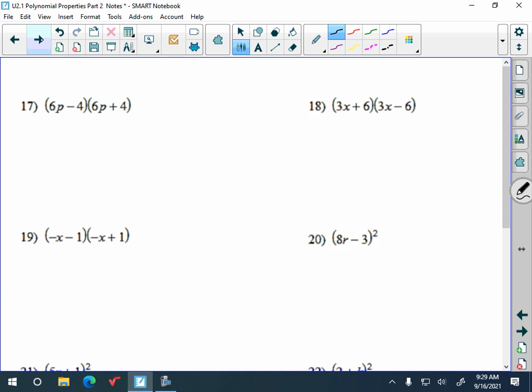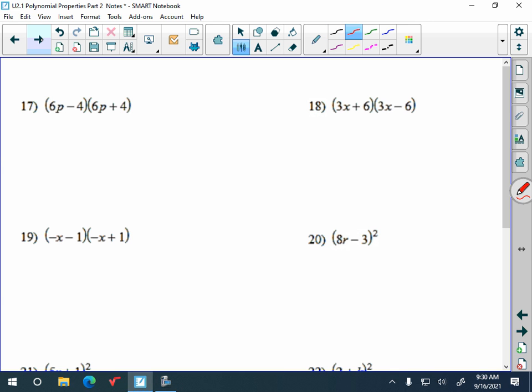So on 17, when we're multiplying these two binomials together, what we can recognize is they're exactly the same, except they just have opposite signs. One's a minus, one's a plus. And so something special is going to happen when that happens. Okay, so you have the exact same terms, just opposite signs.